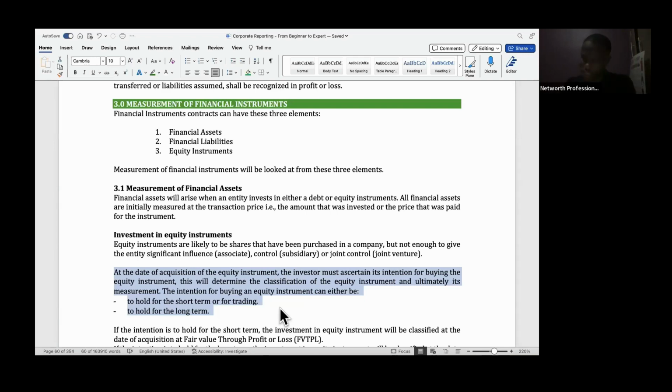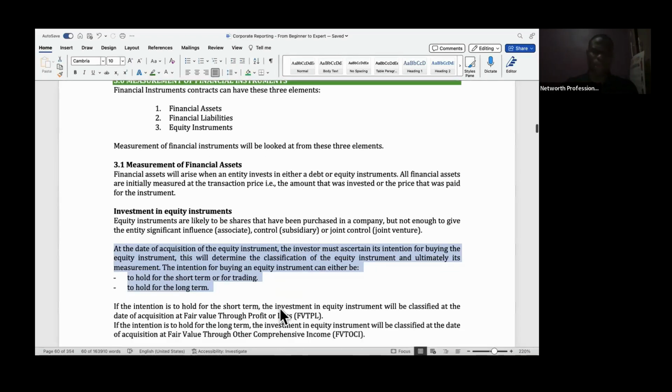That's one reason, speculation. Another one is for the long term. A lot of people buy shares for their children, for their next generation. Those ones are buying it for the long term. That's the two reasons. So we believe that when you buy shares and you want to recognize them in your books, the user looking at your financial statement must know why you have bought those shares, because it can aid his own decision making.